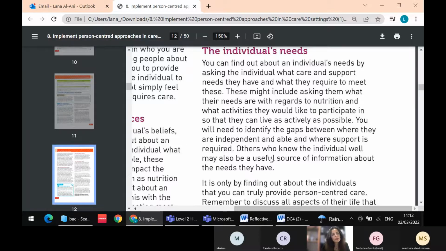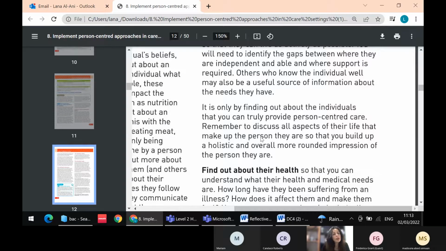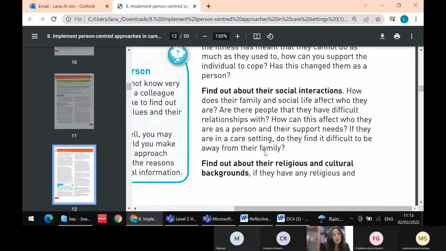Also, you can find out about individuals so that you can truly provide person-centered care by maybe asking the family member. I can get information, or as one of your colleagues said, by checking their own care plan. Also, you need to find out about their health. Obviously, if they have any health issues, this is from the care plan straight away, and also about their social interaction, just by checking with the family, with the friends they visit, also with the client themselves.